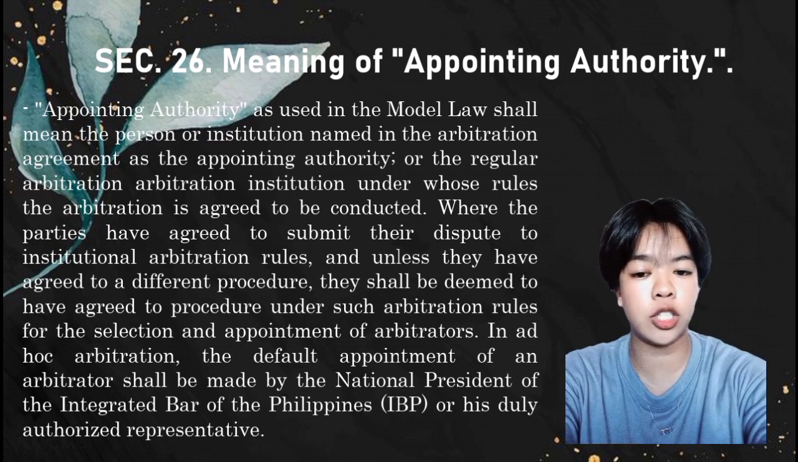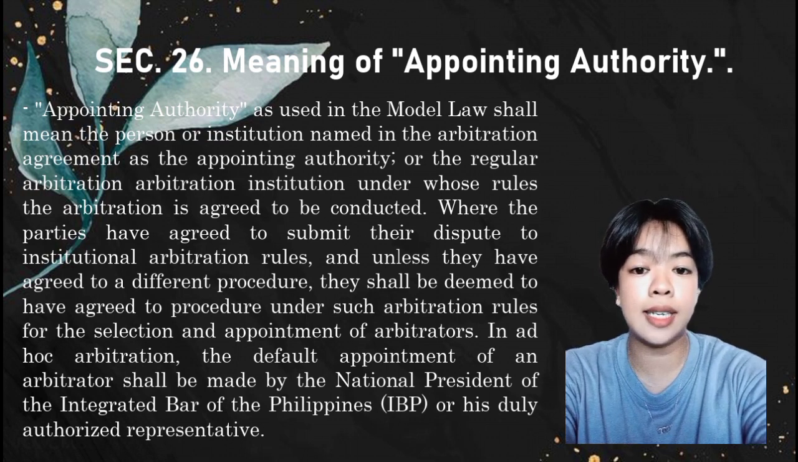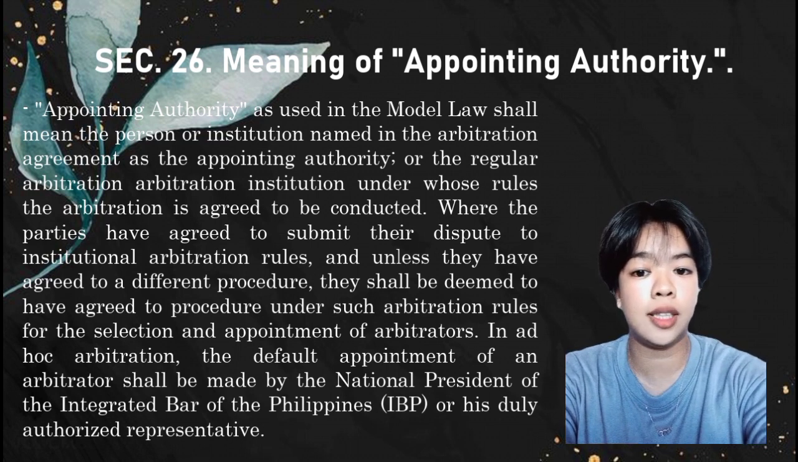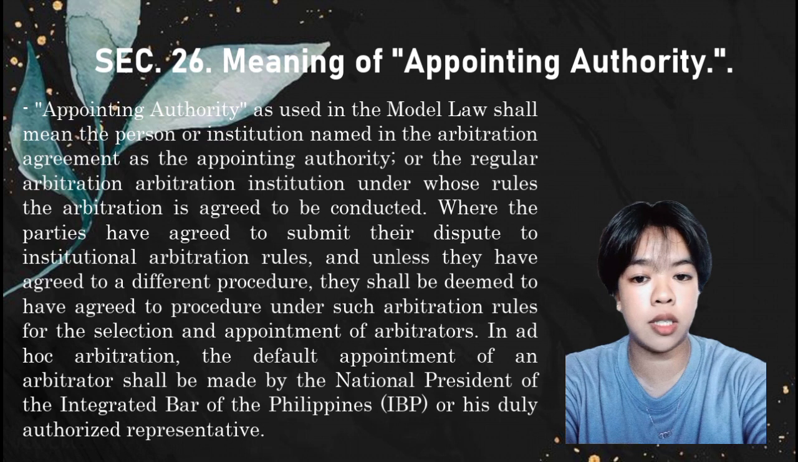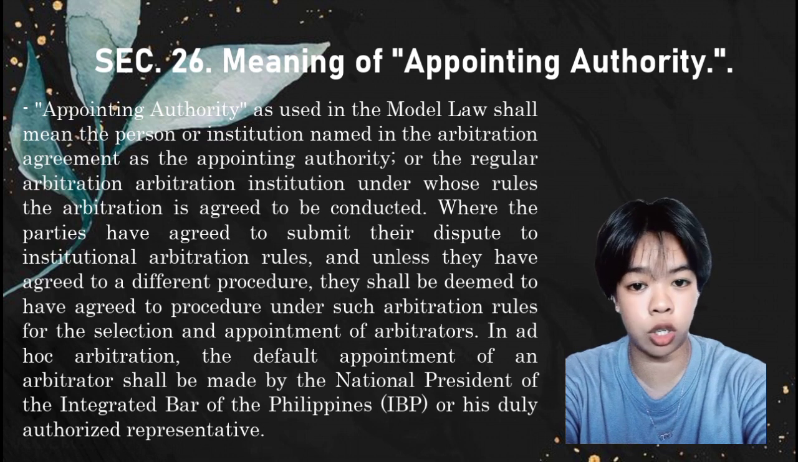So the next section is Section 26, meaning of appointing authority. Certainly, the appointing authority refers to the individual or entity designated in the arbitration agreement to select arbitrators or resolve disputes regarding their appointment. This authority can either be specifically named in the arbitration agreement or can be a recognized arbitration institution as per the agreed upon rules.